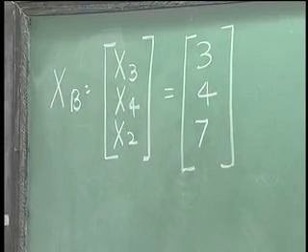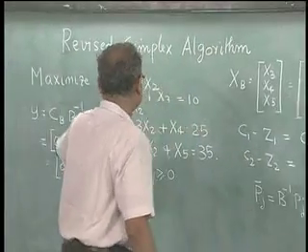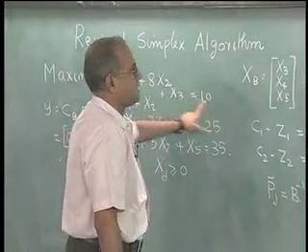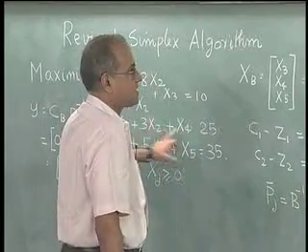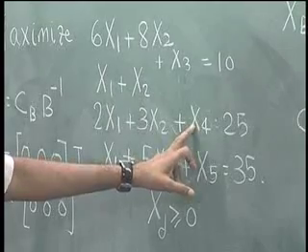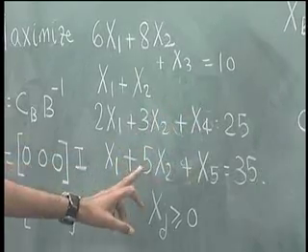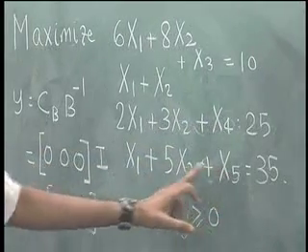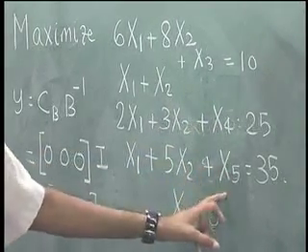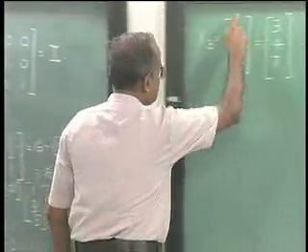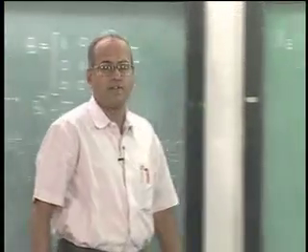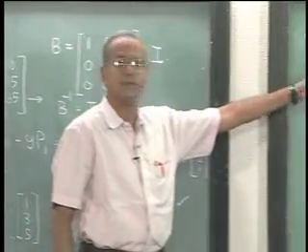We can even verify this. X2 equal to 7, x1 plus x2 plus x3 is equal to 10. So, 7 plus 3 is 10. 3x2 plus x4 is 7 into 3, 21 plus 4, 25. 5x2 plus x5, 5x2 is 35 plus 0 is 35. So, we now have this as the basis, and we now have to find out whether this basis is optimal.